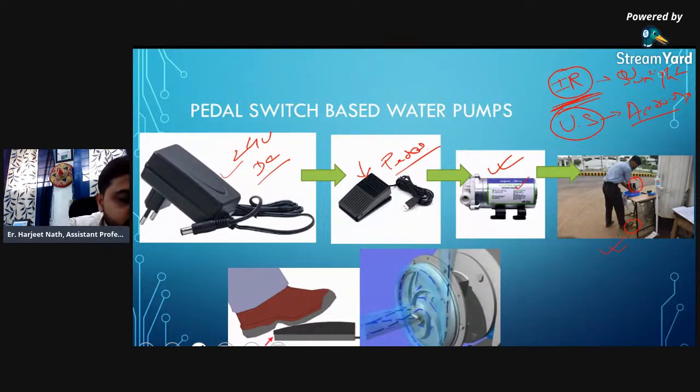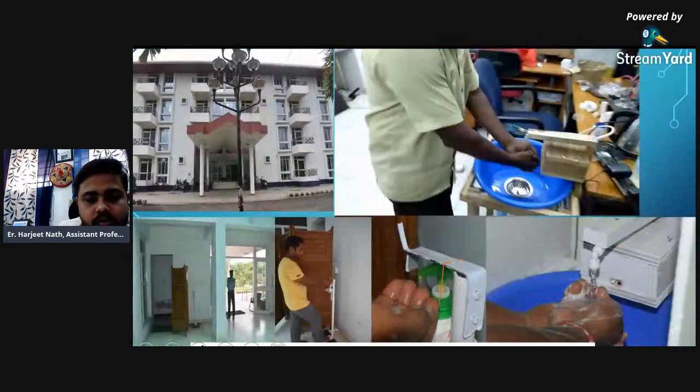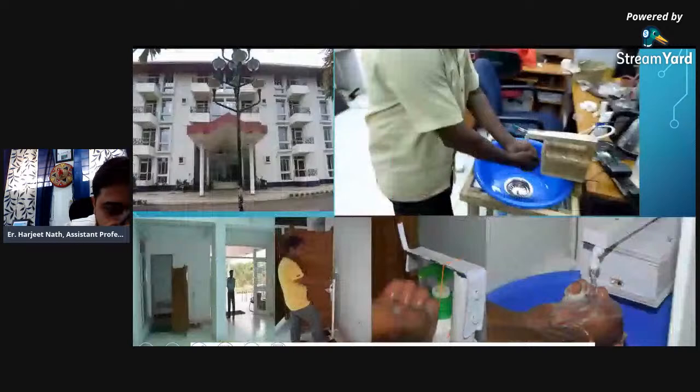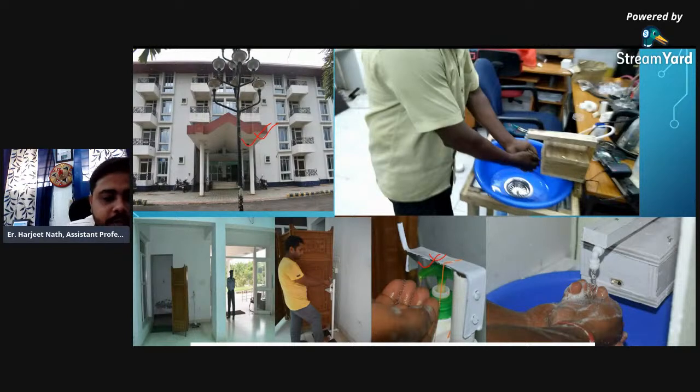Let me now go on to the next slide. As I have said, this particular system was also implemented throughout our campus in Tripura University. This was a picture from our Tripura University guest house, where this kind of device was kept. This was the pedal-based switch, which you switch on by pressing it.